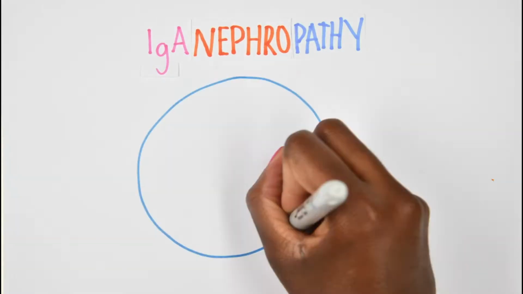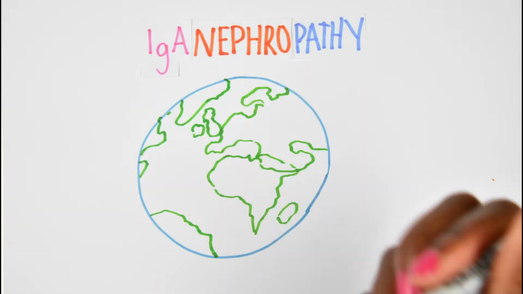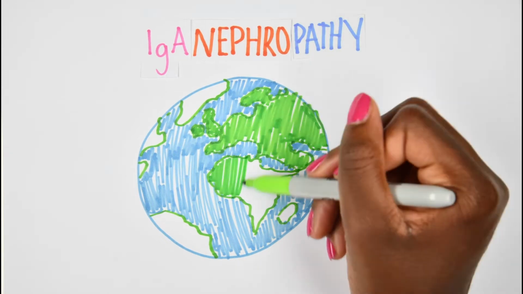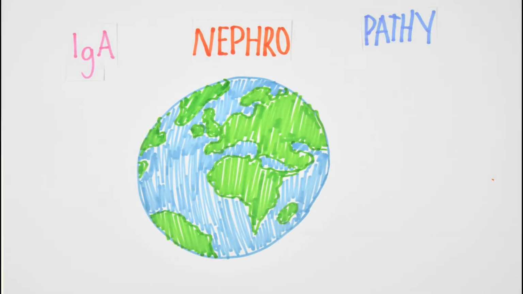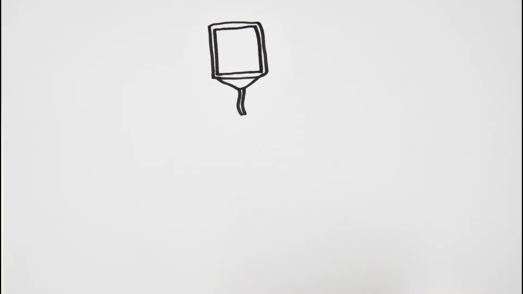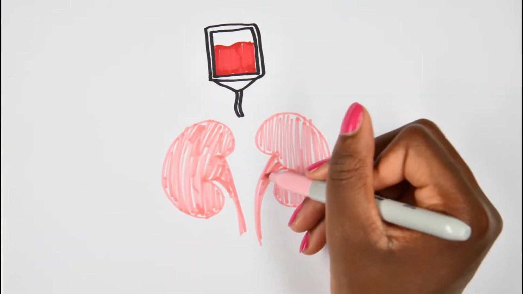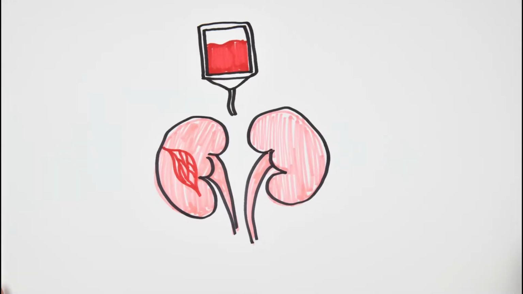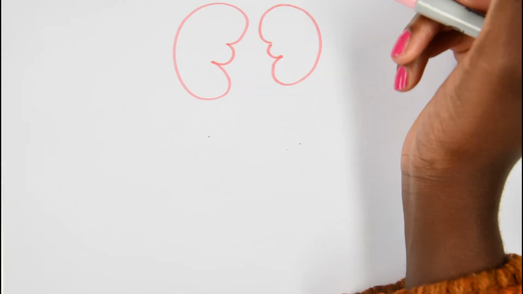IgA nephropathy is the most common cause of glomerulonephritis in the world and generally occurs in young adults. That's a lot of words, so let's break it down. Glomerulonephritis is damage to the glomeruli. The glomeruli are the filter system of the kidney made up of capillaries and the glomerular filtration barrier.